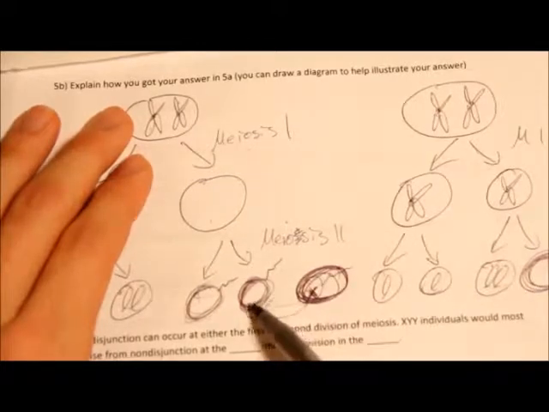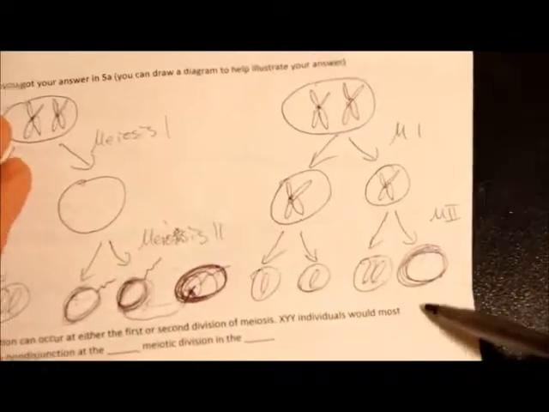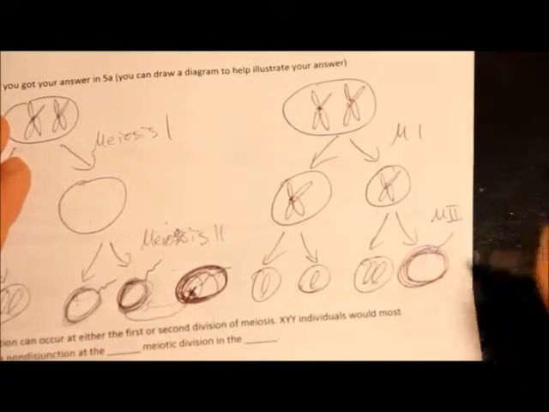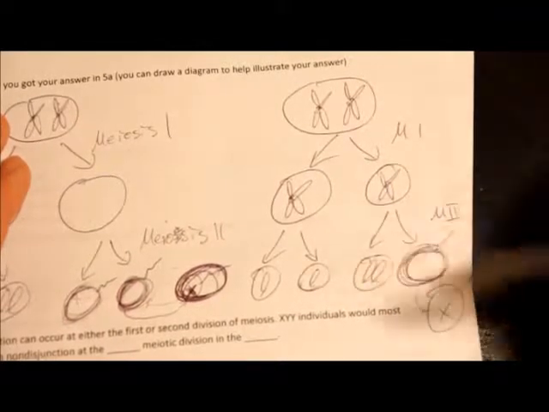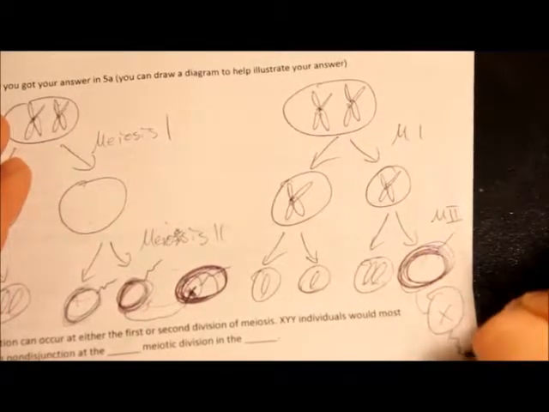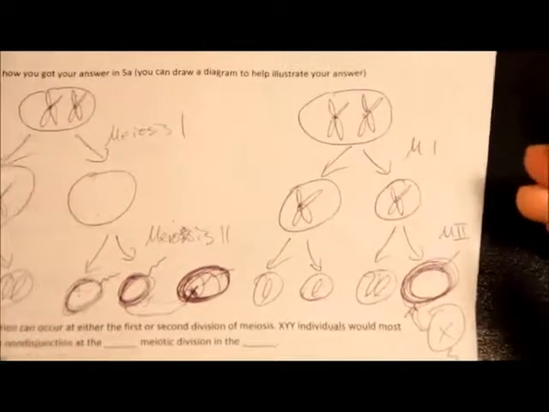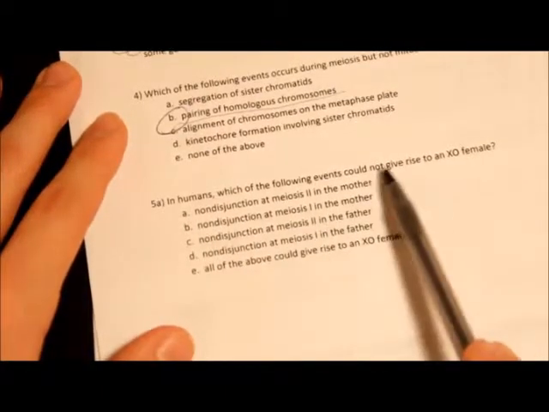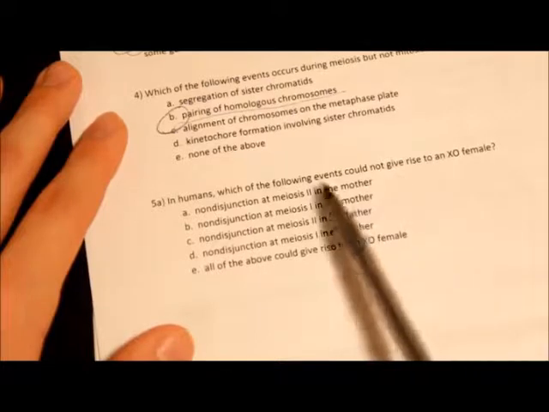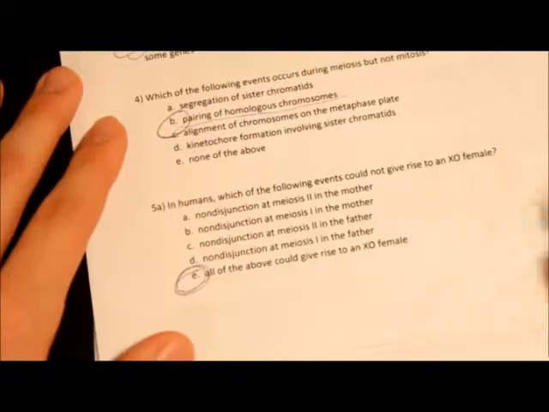So this scenario could play out just as it did here, where we have a sperm fertilizing an egg that's empty. Same with this one. Say this was a sperm, it could fertilize an egg with an X, but because that sperm is empty, it results in an XO. Or the other way around, where this is the egg, this is the sperm cell, and this fertilizes that, and that also results in an XO. So to answer the question in 5A, in humans, which of the following events could not give rise to an XO female? It could happen to any one of these, meaning that all of the above could give rise to an XO female.